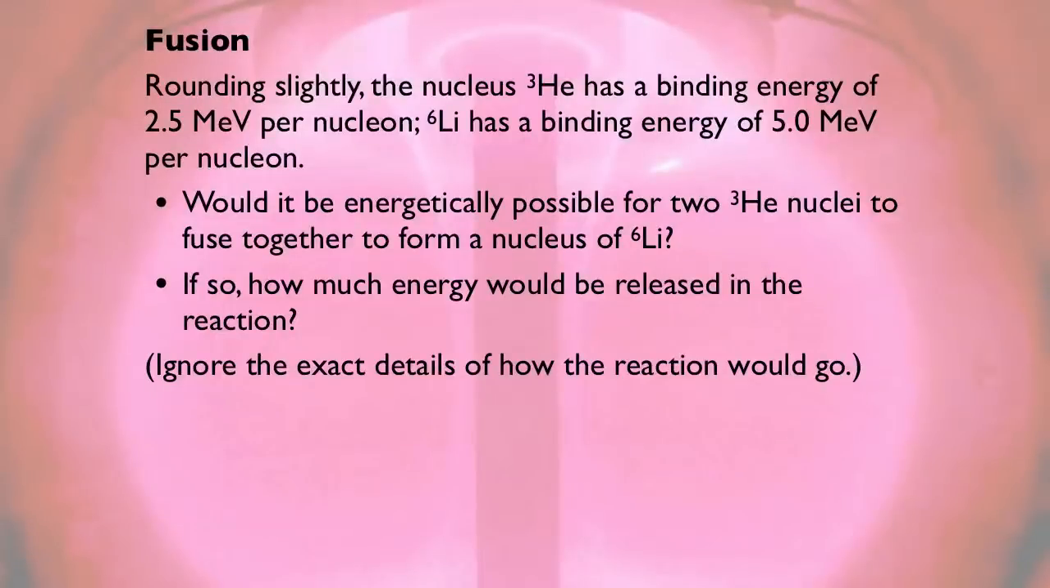But another way you can get energy is by fusion. If I take lightweight atoms, I can put them together and I can get energy out. And I want you to do a quick calculation. So helium-3 has a binding energy of 2.5 mega electron volts per nucleon. Lithium-6 has a binding energy of 5 mega electron volts per nucleon. So here's my question. Would it be energetically possible for two helium-3s to fuse together to make a lithium-6? And if so, how much energy would be released in the reaction?